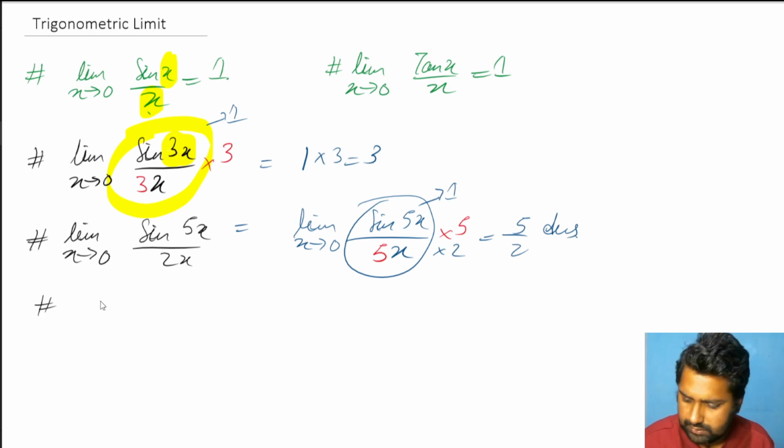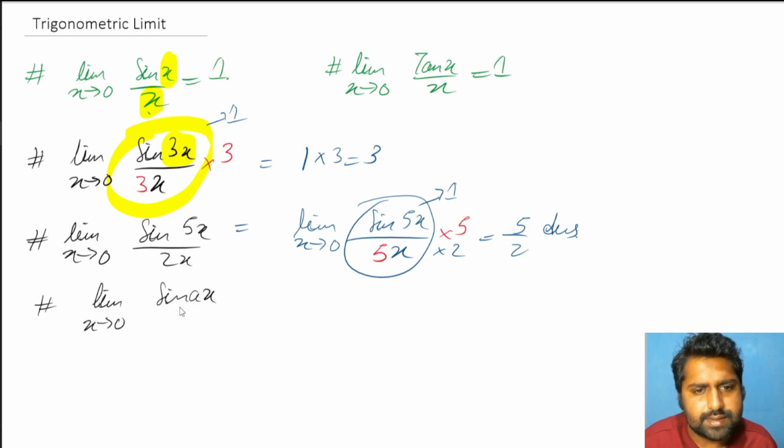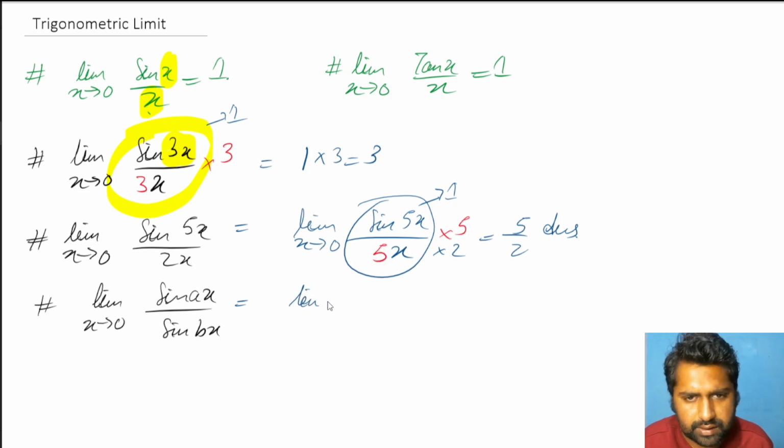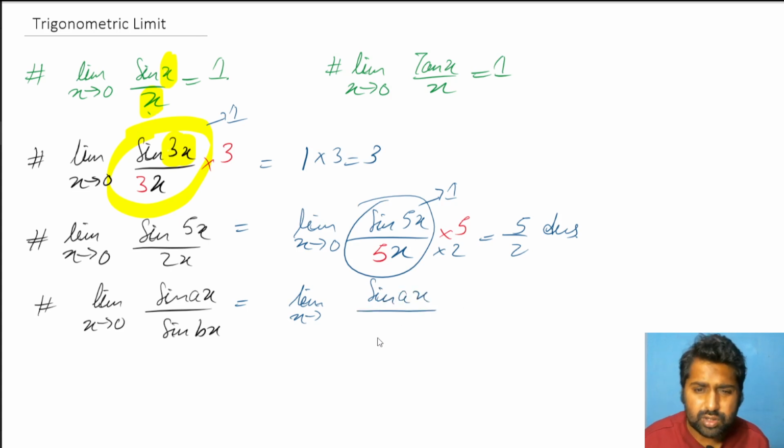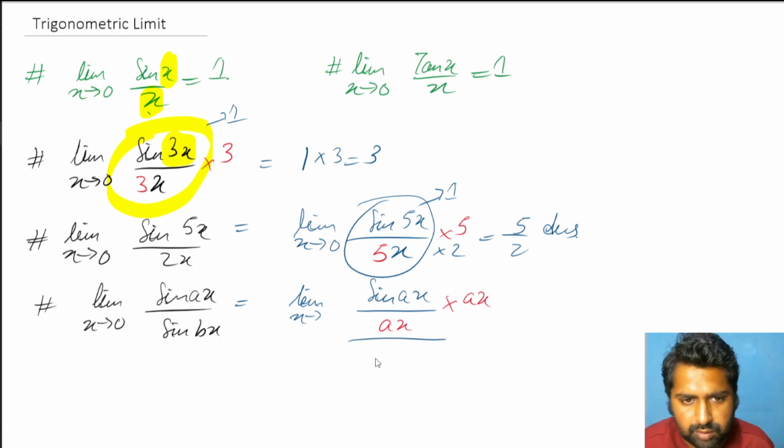Okay. Next, limit x tends to 0, sine ax upon sine bx. Now in order to apply limit for sine, you need sine something upon same something, that is sine ax upon ax, but ax is not there. So let's multiply and divide. Let's divide it by ax. So I have divided by ax, so I have to multiply also by ax. Okay, so the question remains the same. And the denominator also having sine bx. So same thing here also. I'll divide it by bx so that the limit works, and then multiply by bx also.